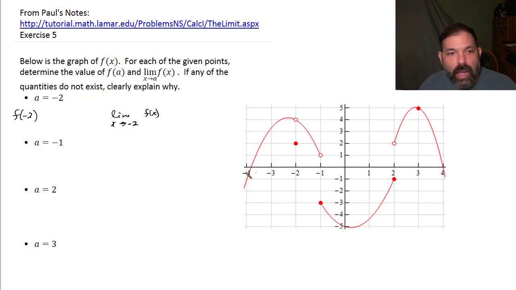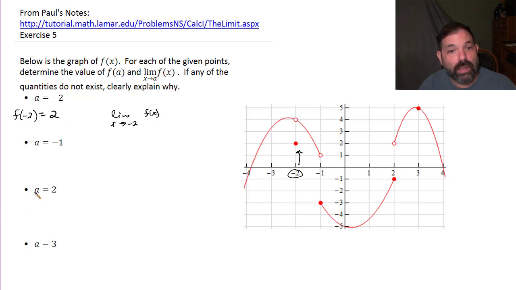All right, so f of negative 2. Just reading the graph, we've known how to do this since like algebra. This is saying the input is negative 2. What's the output? If the input is negative 2, the output is, we go to the solid point, the output is 2.